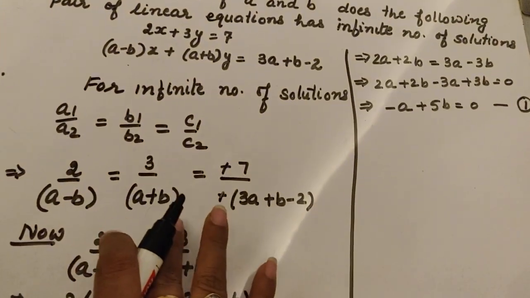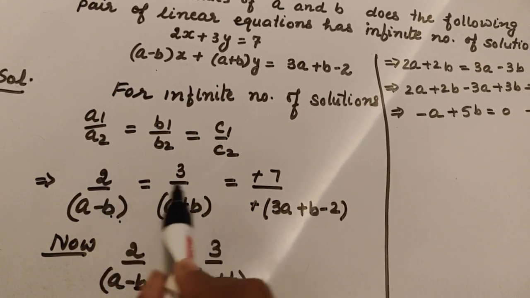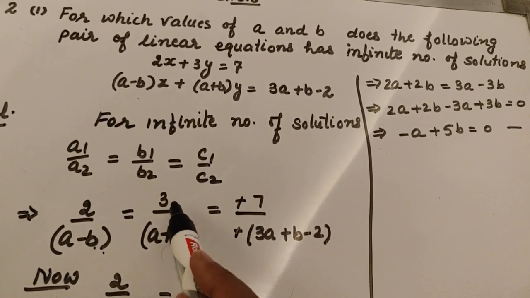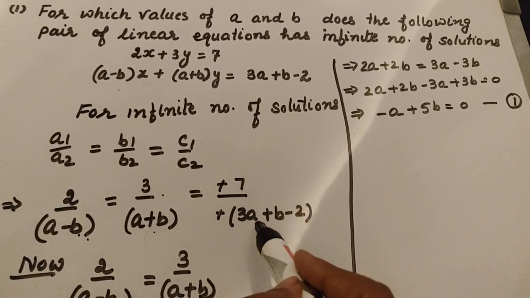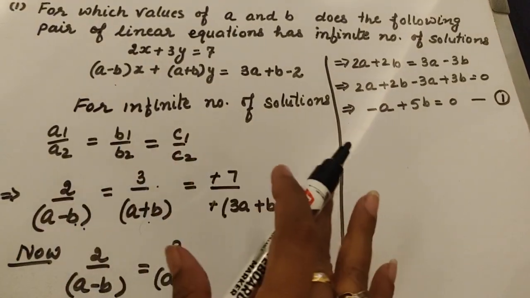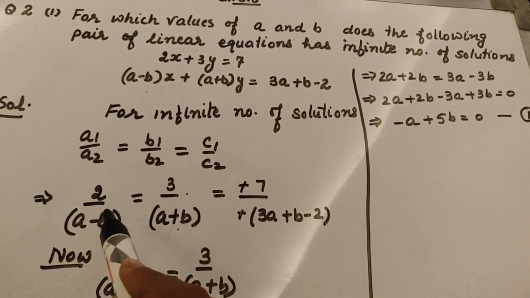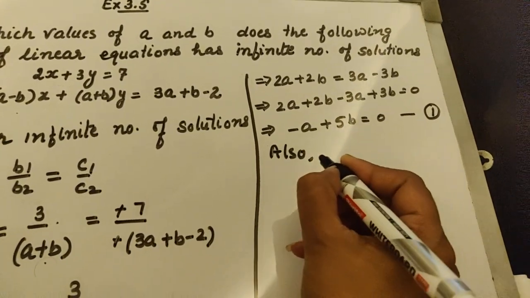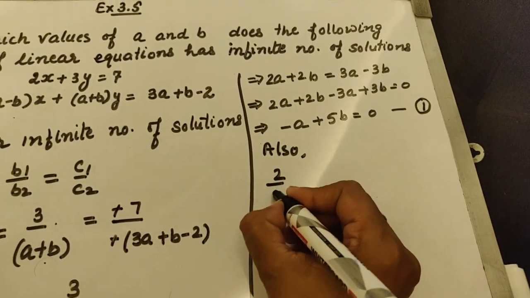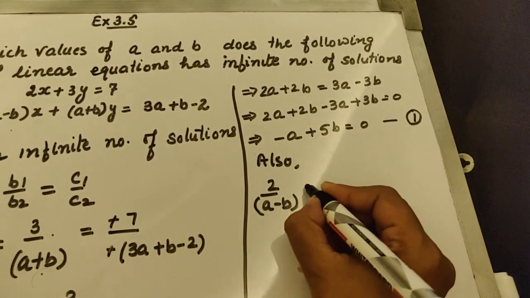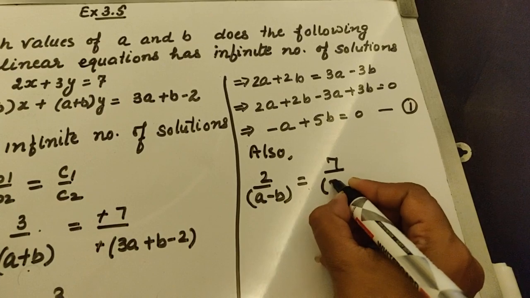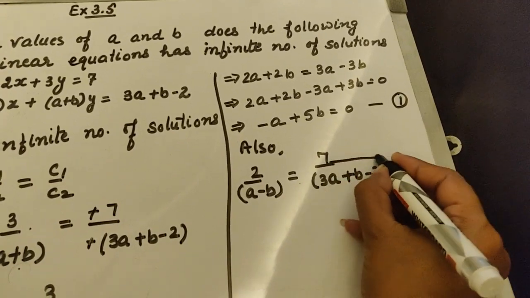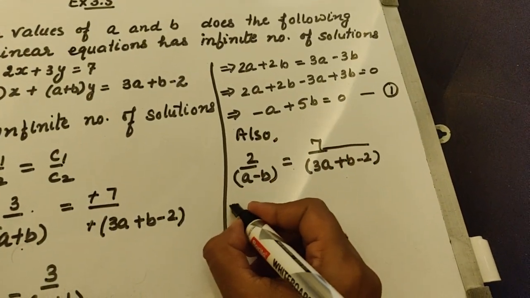Okay. Now use any other relation. You can use 2 upon (A minus B) is equal to 7 upon (3A plus B minus 2), or you can use 3 upon (A plus B) is equal to 7 upon (3A plus B minus 2). Any relation you can use. So I am using the first and third one also: 2 upon (A minus B) is equal to 7 upon (3A plus B minus 2). Right? Again cross multiply.